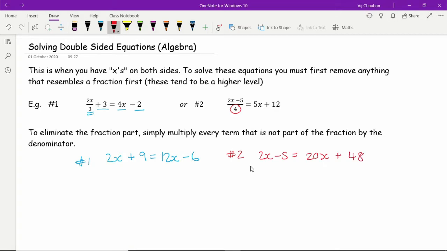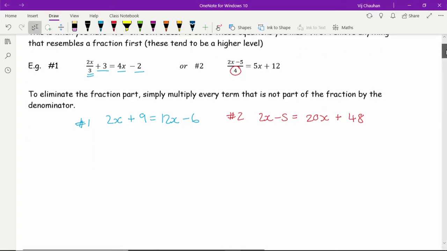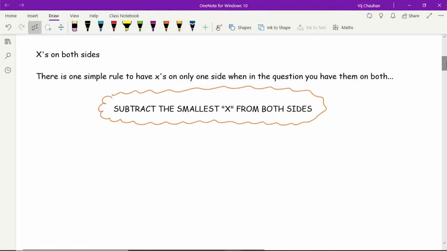As you can see, now what we've got are double-sided equations that don't involve fractions. So how do we go about solving equations when we've got x's, or whatever letter, on both sides? It's one simple rule: always subtract the smallest x from both sides. If you remember that rule, it's going to be absolutely fine.